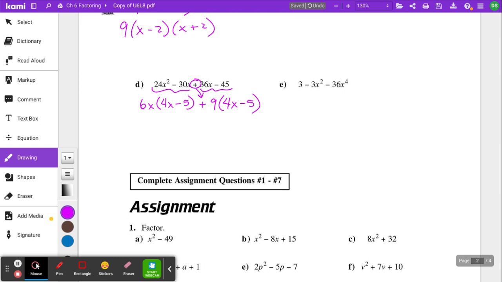Lots of you forgot to put the sign from the middle down. Is that line equivalent to the line before it? Yes. Rip out the 4x minus 5. Multiply it by 6x and then multiply it by 9. There you go. Are we done?